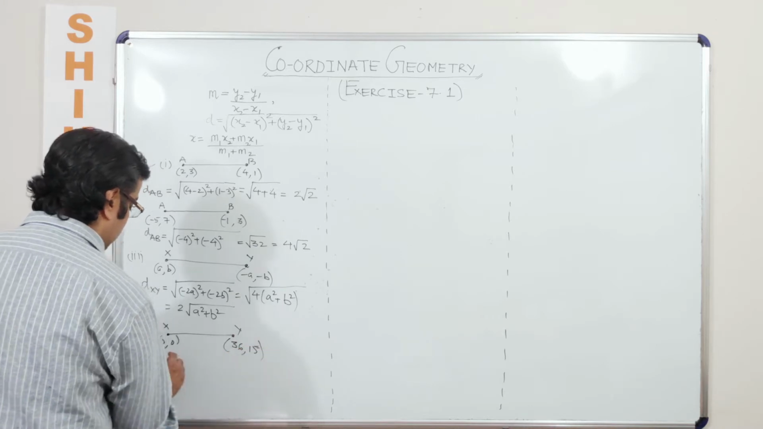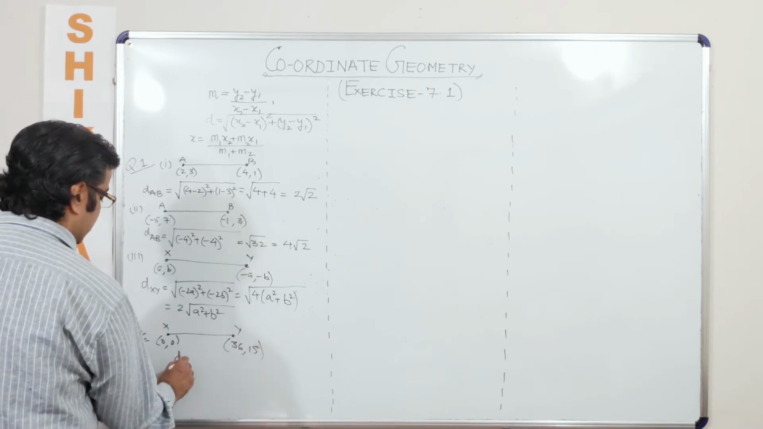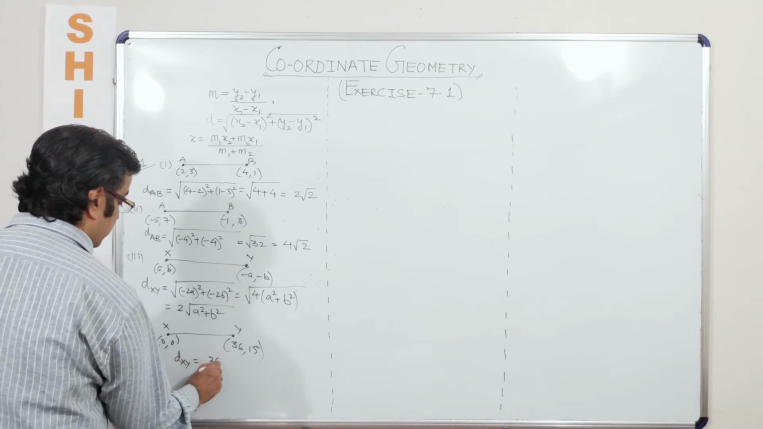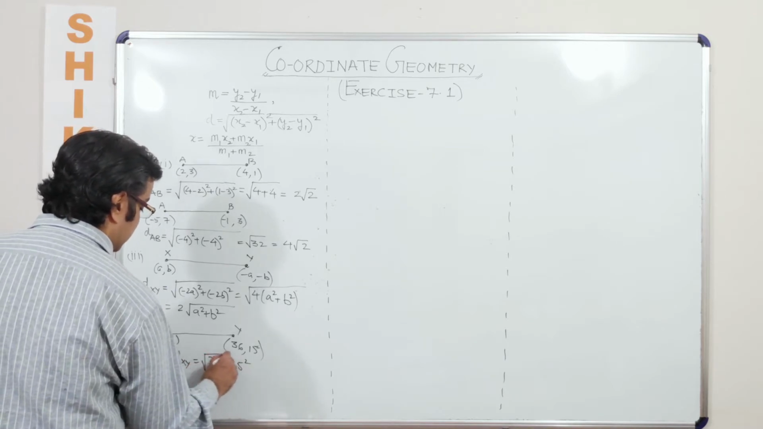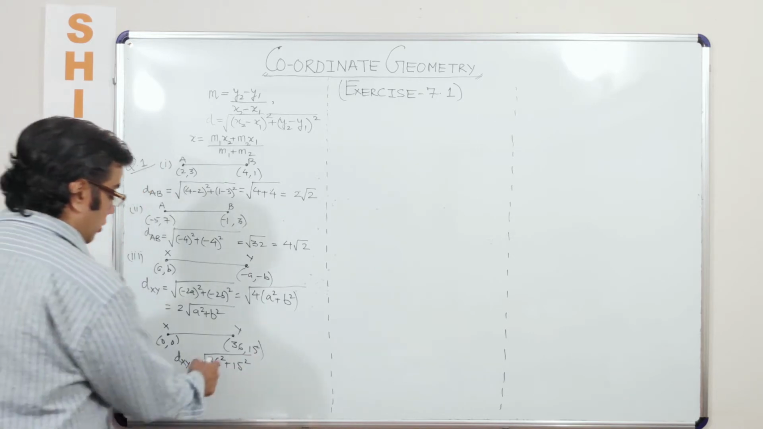Applying the formula, you will be able to say that the distance between X and Y is equal to the square root of 36 square plus 15 square. Now how much is 36 square?